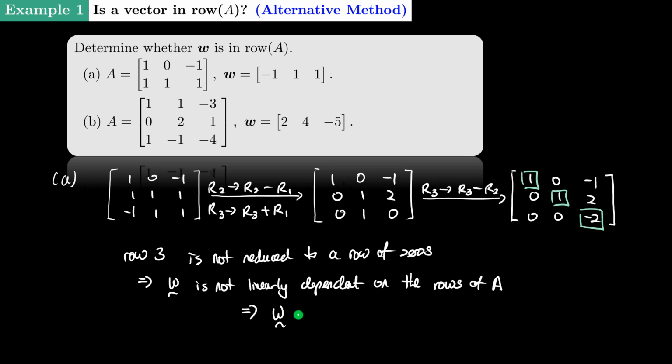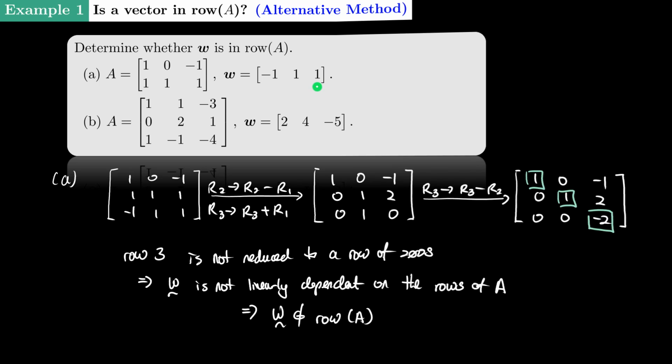This implies that W is not in the row space of A. Now conversely, if W were to be reduced to a row of zeros at the bottom, then it will be linearly dependent on the original rows of A, in which case W will lie in the row space of A. Now one important point is that the appended row should not be swapped with any other rows, so that we know that the linear dependence or linear independence is always associated with the appended row, which is the vector W in this case.